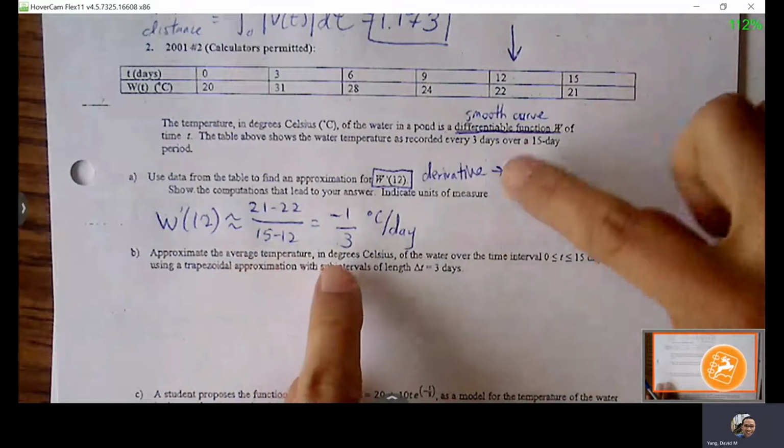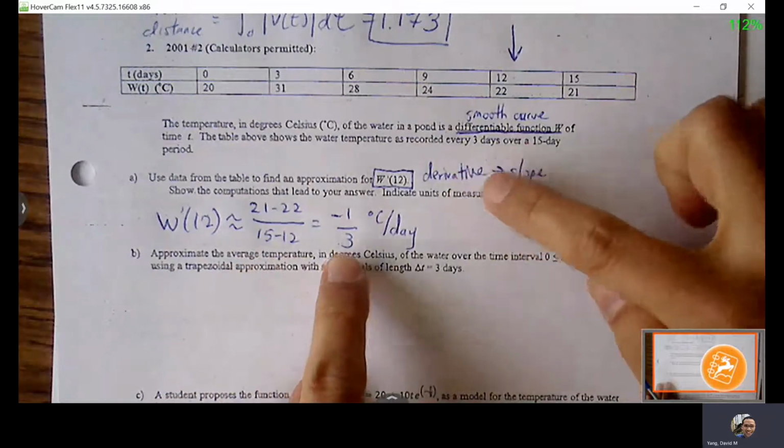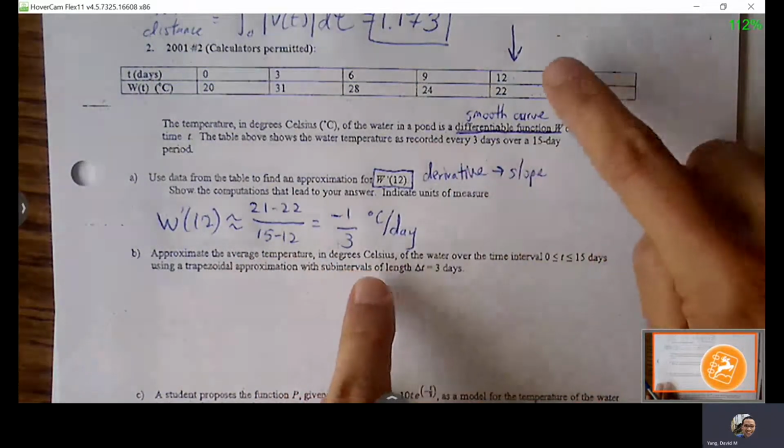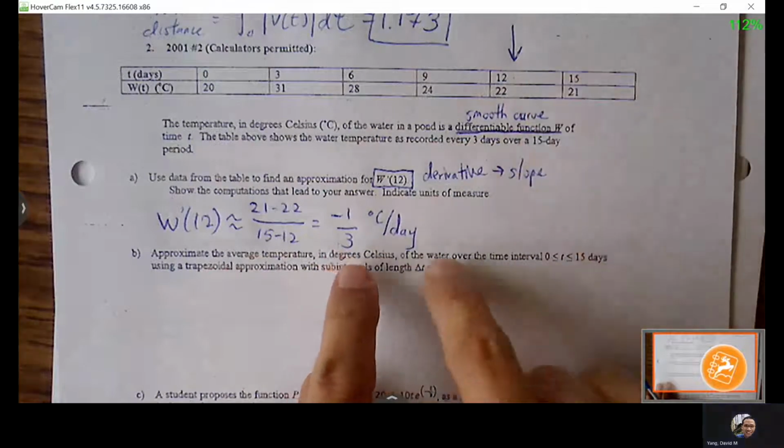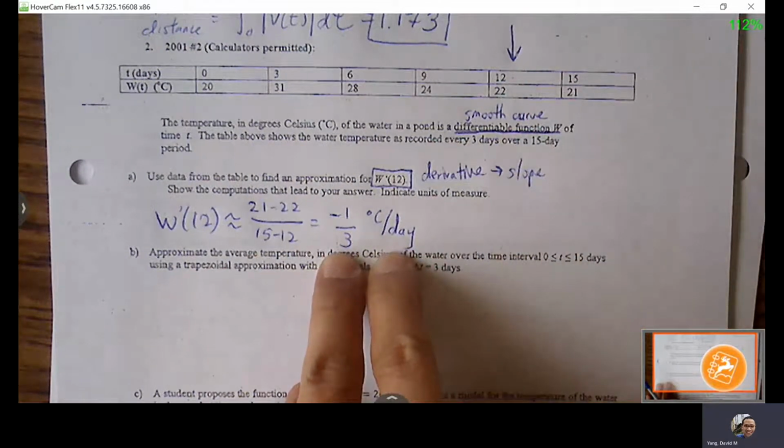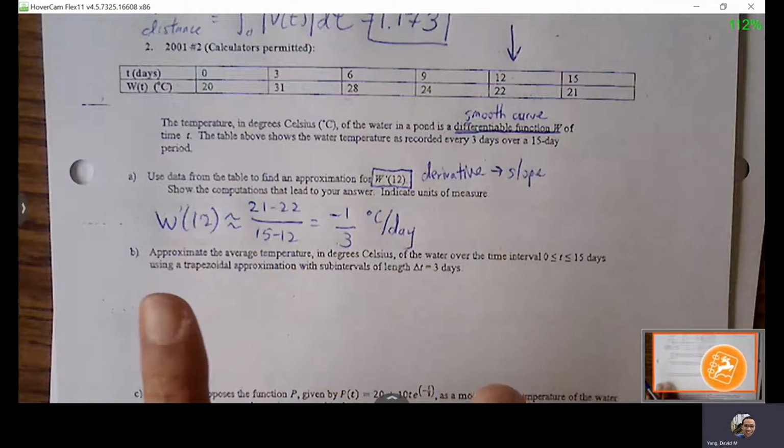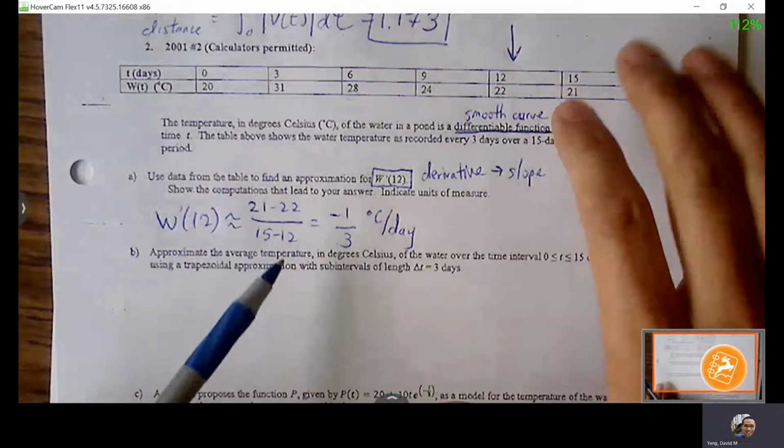The way that we can represent or visualize what's going on is that on the 12th day, we know that the temperature of the water is approximately decreasing by 1/3 of a degree Celsius per day. That's just an approximation.